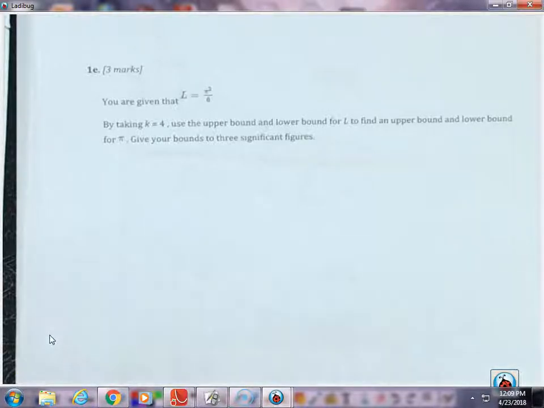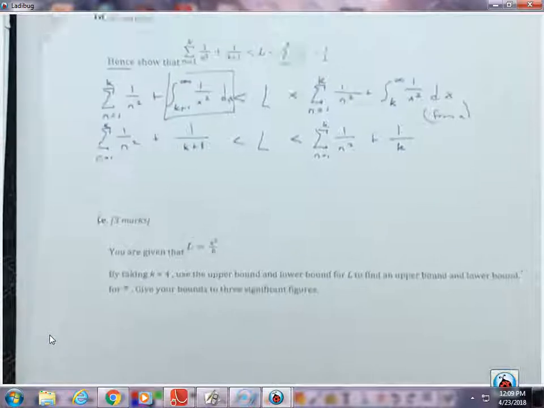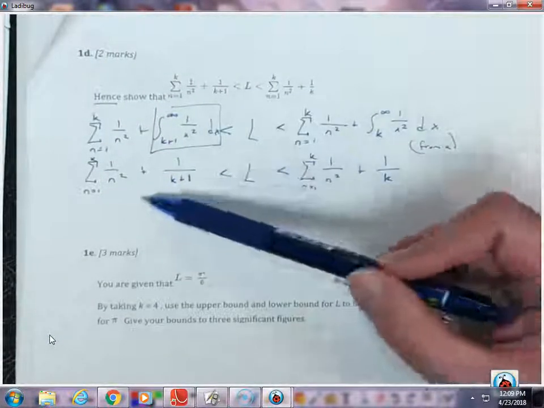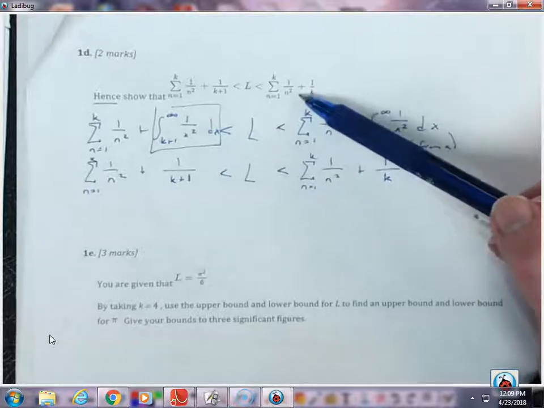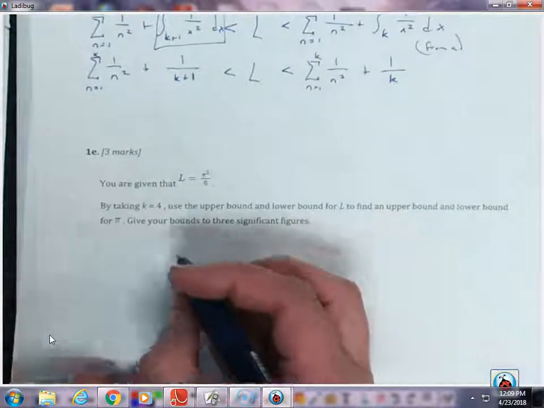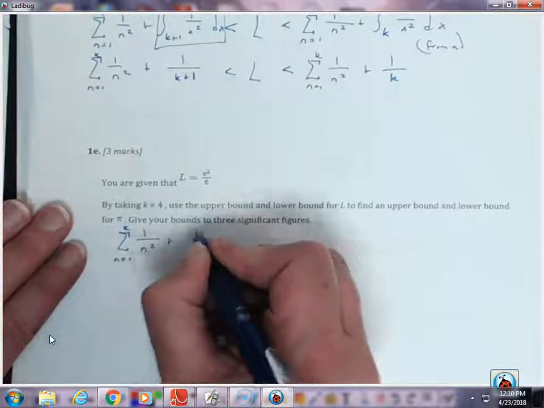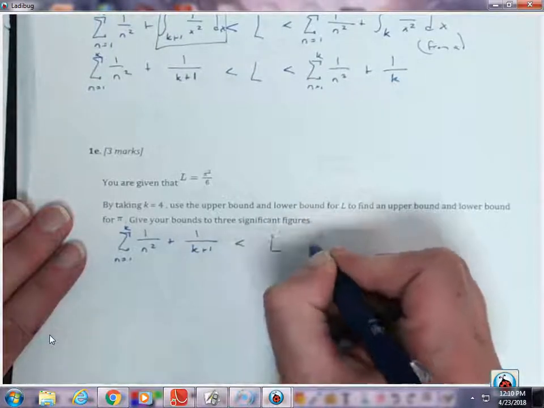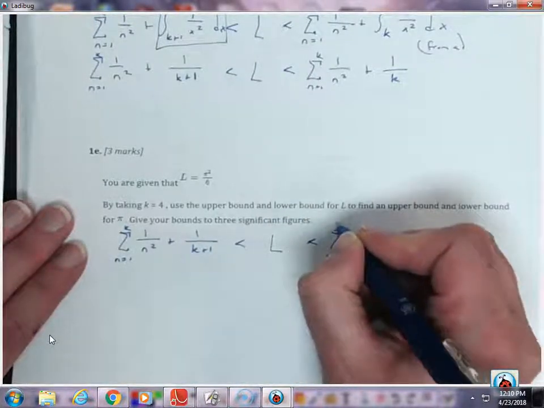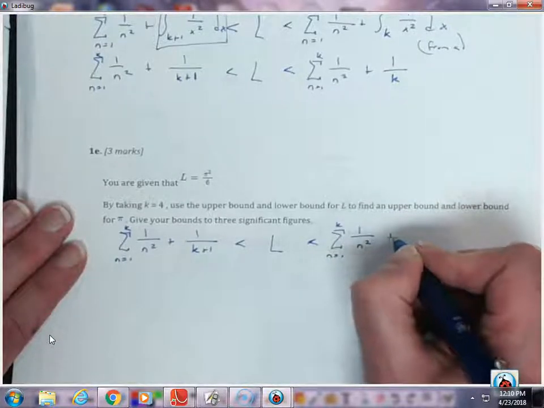Okay, the grand finale says you're given that L is pi squared over 6. That means that that infinite sum is pi squared over 6. By taking k equals 4, use the upper bound and lower bound for L to find an upper bound and lower bound for pi. Give your bounds to 3 significant figures. Okay, now if you look up here, we've already shown this bound, and if we didn't show it, we can still use our result. So I'm just going to write that down here because I find it helpful to be able to just substitute in. And remember, you can always use the previous part.